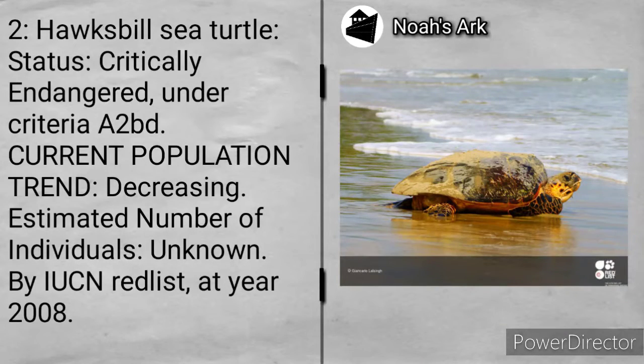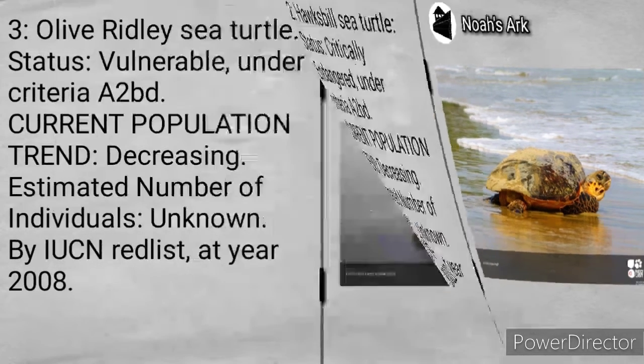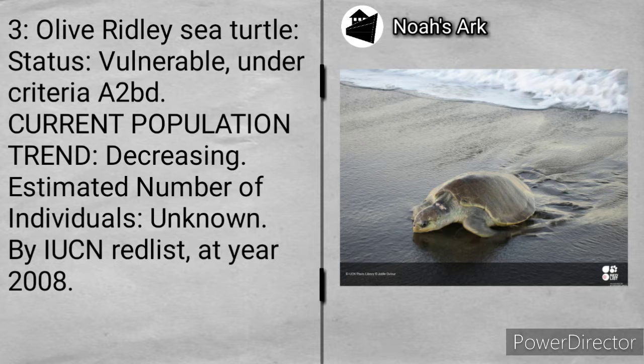2. Hawksbill Sea Turtle, status, critically endangered, under criteria A2BD. Current population trend, decreasing. Estimated number of individuals, unknown. By IUCN Red List, at year 2008. 3. Olive Ridley Sea Turtle, status, vulnerable, under criteria A2BD. Current population trend, decreasing. Estimated number of individuals, unknown. By IUCN Red List, at year 2008.